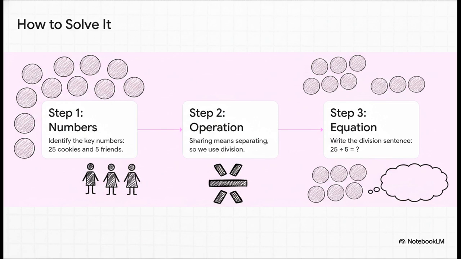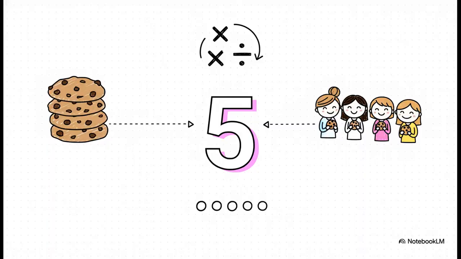Step 1, what are our numbers? 25 cookies, 5 friends. Got it. Step 2, are we combining or separating? Well, she's sharing, so we're definitely separating. And that means division. So our equation is 25 divided by 5, which gives us 5. Each friend gets 5 cookies. See? Pretty straightforward when you think about it that way.